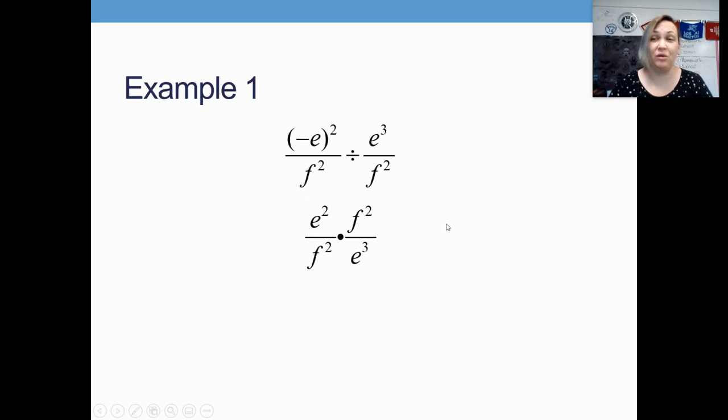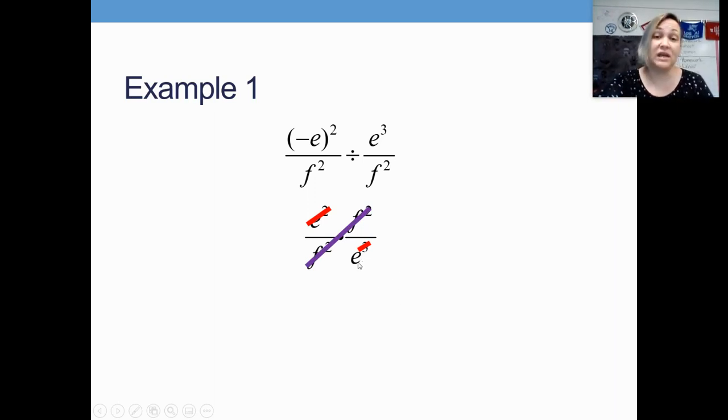Now that it's a multiplication problem, now we can do multiplying, which we did last week. When you're multiplying, you can either multiply straight across, top numbers times top numbers, bottom numbers times bottom numbers, and then simplify your fraction. Or you can do cross-canceling. Since there's not too much happening in this problem, I'm going to go ahead and cross-cancel. My e's can cross-cancel. I had two e's up top and three on the bottom. These two e's will cancel out two of the e's down here, leaving me with just one e. And my f squares are exactly the same, so those are just going to completely cancel out.